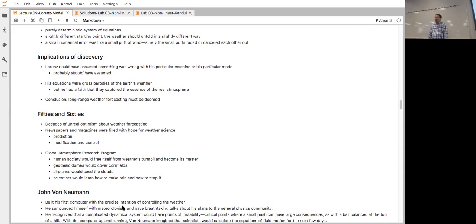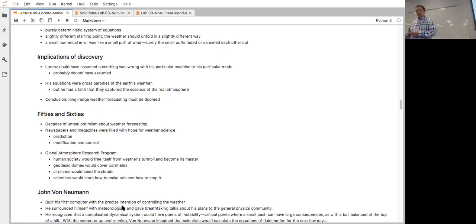There were programs being funded by the government, such as the Global Atmospheric Research Program. The lofty goal of this was that human society could free itself from weather's turmoil and eventually become its master. You could build geodesic domes over cornfields and control where the temperature and the sun and the heat and the rain came from. You could have airplanes seeding the clouds to make it rain, adding just a little push in the right direction, and we could really control the whole system if we could know where the knobs and levers are. Scientists would learn how to make it rain, learn how to make it stop.